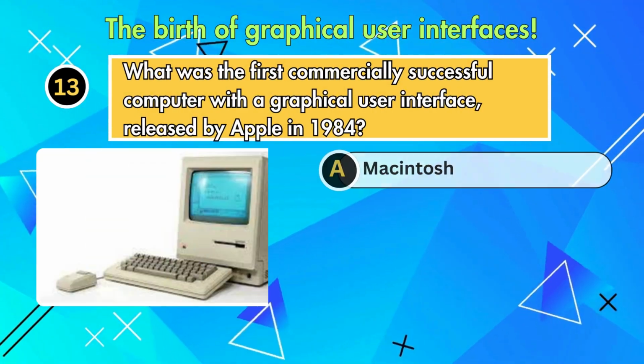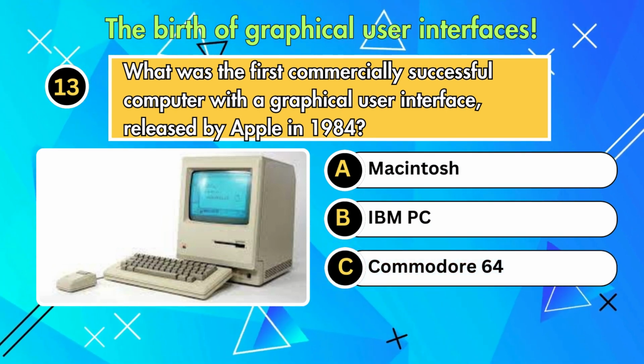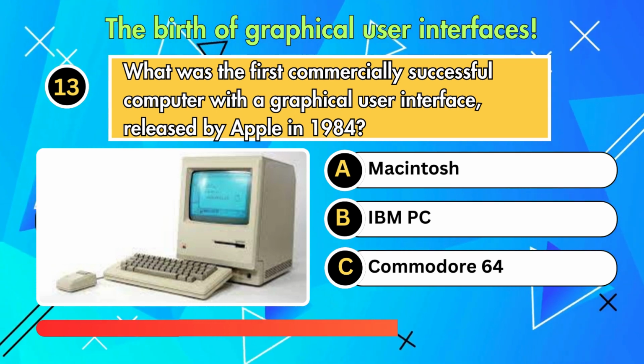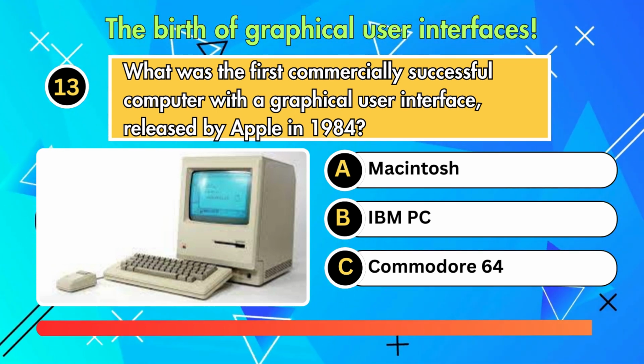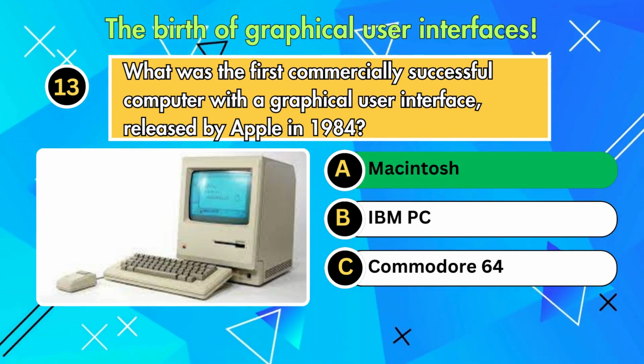What was the first commercially successful computer with a graphical user interface, released by Apple in 1984? Option 1, Macintosh. Option 2, IBM PC. Option 3, Commodore 64.